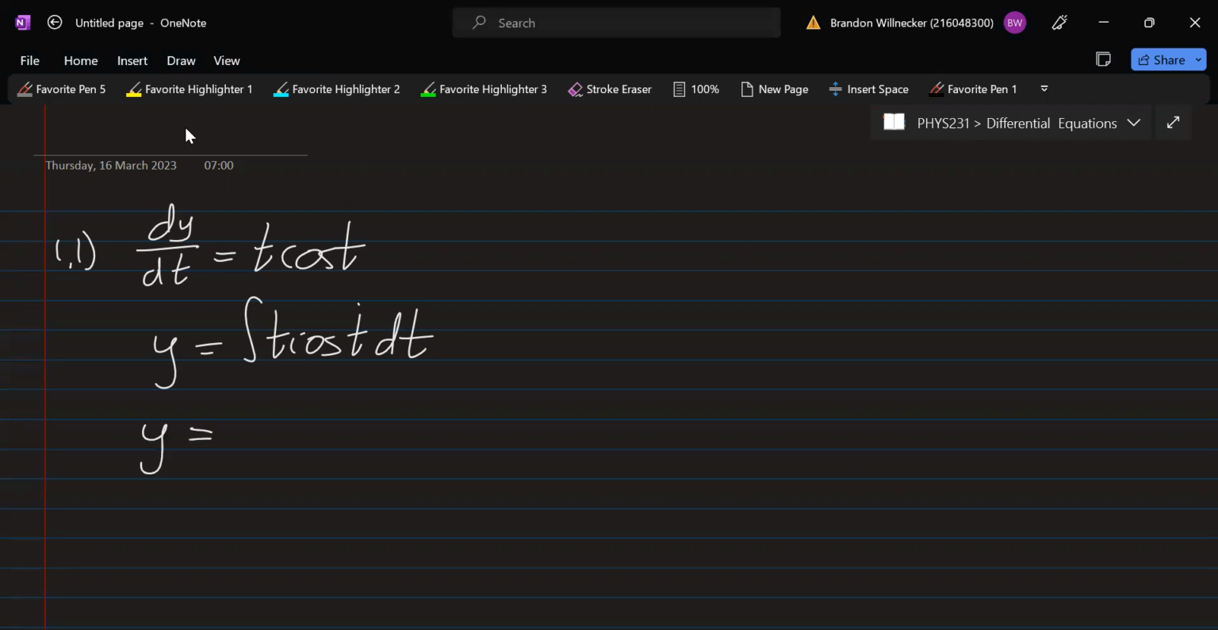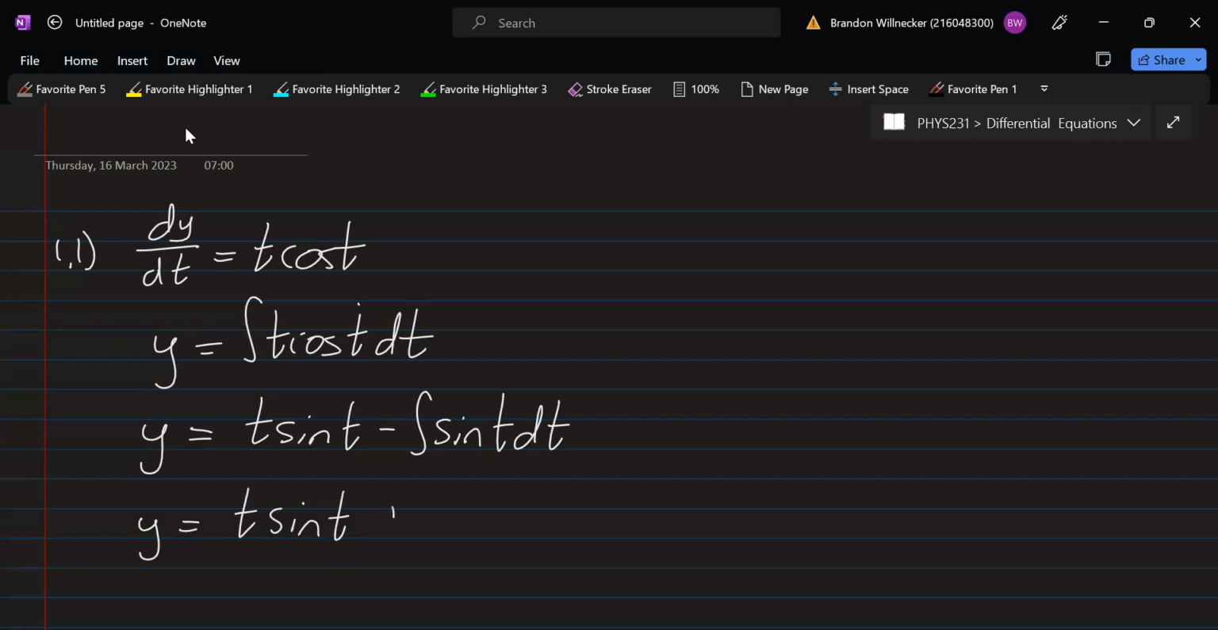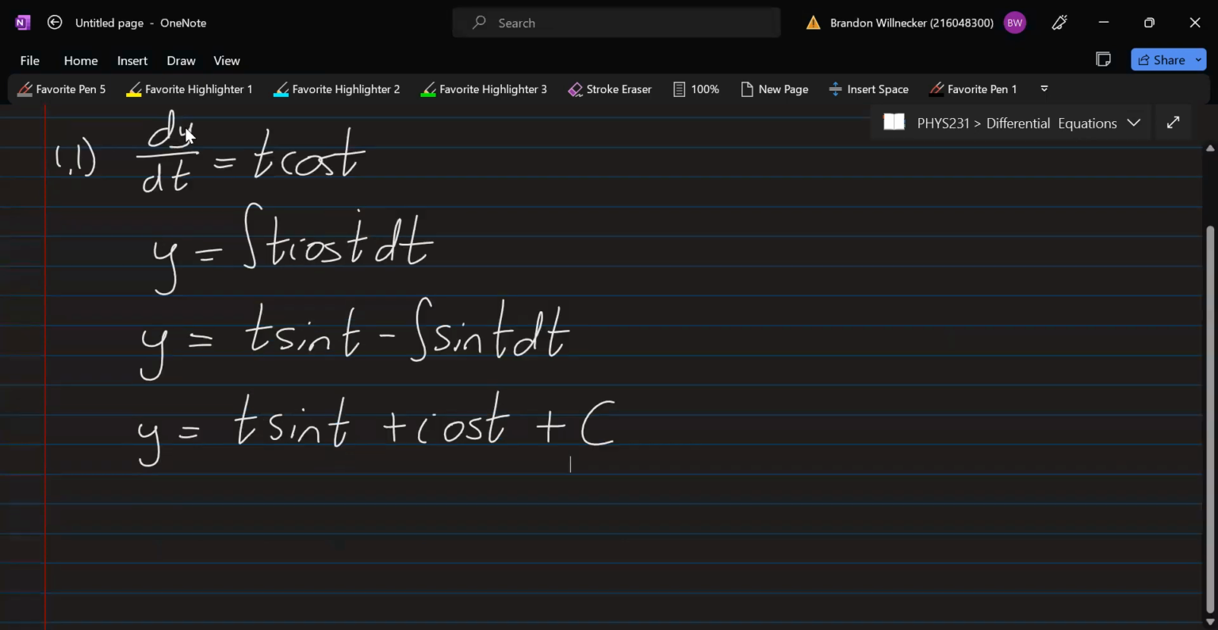So we end up with t sine t minus the integral of sine t dt. And that gives us y is equal to t sine t plus cos t plus c, where c is some constant. And if we're given some initial condition, we can then solve for c.